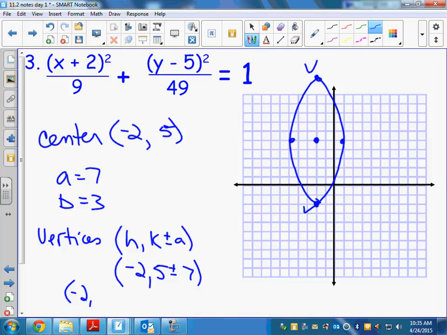Here's why I think they don't let you have a formula sheet. If you have the formula sheet, you're not really thinking about it. You're just blindly plugging numbers into where letters are. If you don't have a formula sheet, you have to think, what is a foci? How do I find the foci? What direction am I adding or subtracting to do that? So 5 plus 7 is 12, and 5 minus 7 is negative 2.